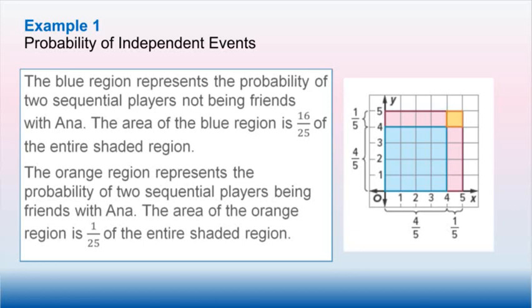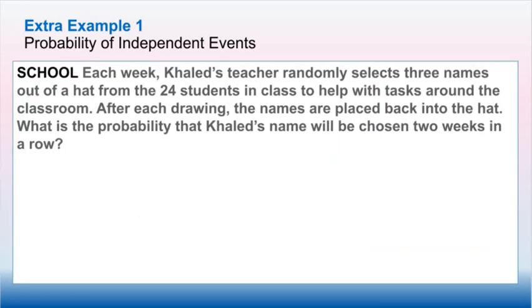The easier way would be using the multiplication rule of probability. Next, each week, the lead teacher randomly selects 3 names out of a hat from 24 students in class to help with tasks around the classroom. After each drawing, the names are placed back into the hat. What is the probability that Khalid's name will be chosen 2 weeks in a row?